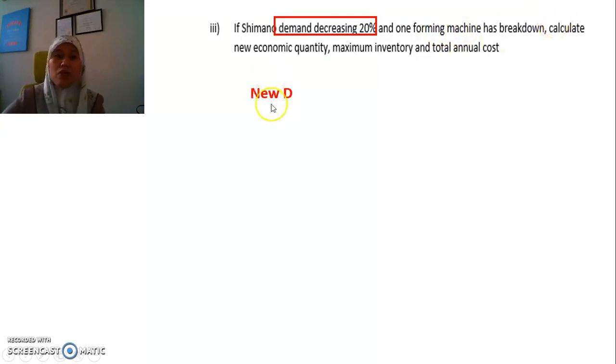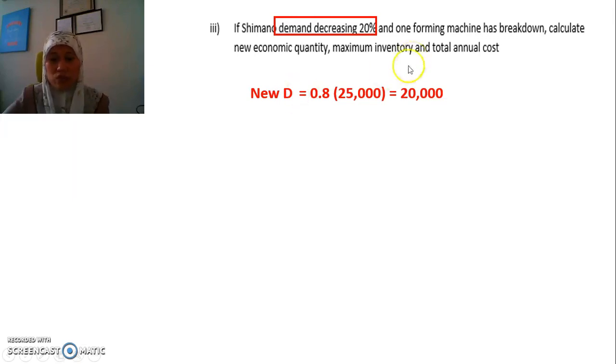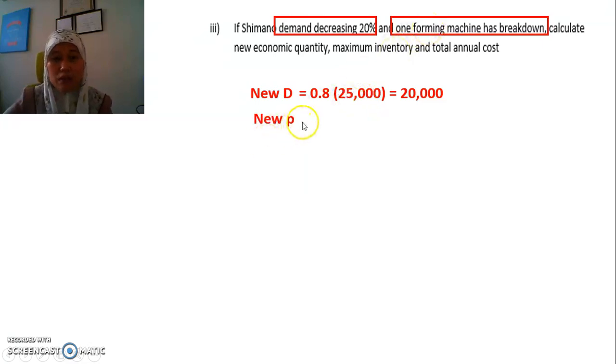Okay, and then one of the forming machines has broken down, which means that the P value is going to change. So we look at the new D, the new demand, since it's decreasing 20%. From 25,000, we get 20,000. And then for the new P value, it's going to be only one forming machine left, the other one is broken down. So 1 times 250, so you get 250 per day. And then we need to calculate the new Q, I max, and then the total cost.